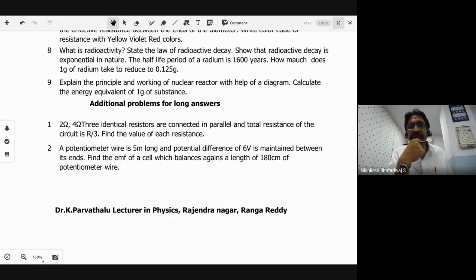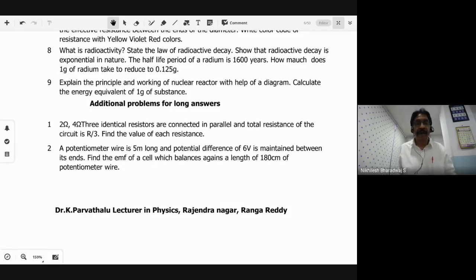Then you have to go for the coolant. So the important parts of the nuclear reactor are: the fuel, that is the radioactive substance which you are using, maybe thorium or uranium; the moderators; the control rods; the coolant; the safety system; and reflectors also.